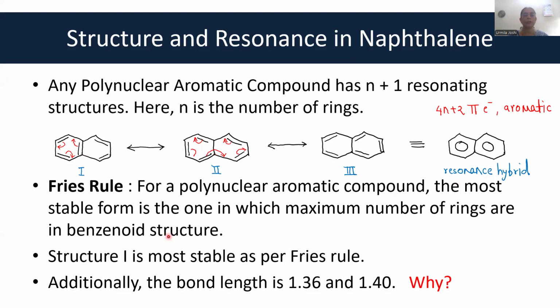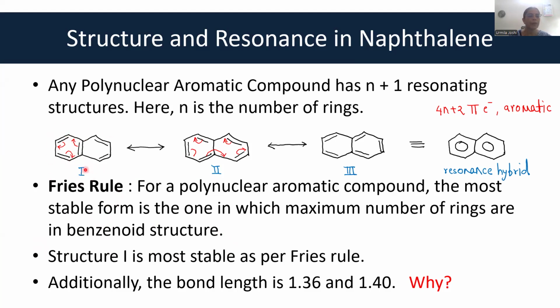Now, the next question is, which is the most stable among these resonating forms, or are they equally stable as in benzene? So, for polynuclear aromatic compounds, there is a rule called Fry's rule. Fry's rule states that in polynuclear aromatic compounds, the most stable form is the one in which the maximum number of rings are in benzenoid structure. Now, what do you understand by benzenoid structure? 3 alternating double bonds.